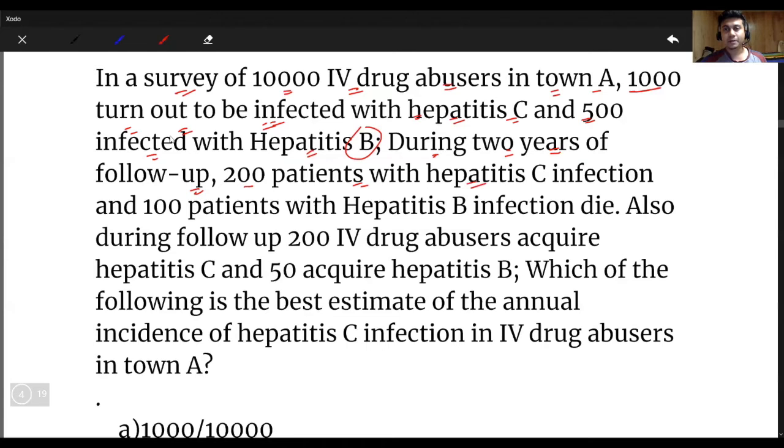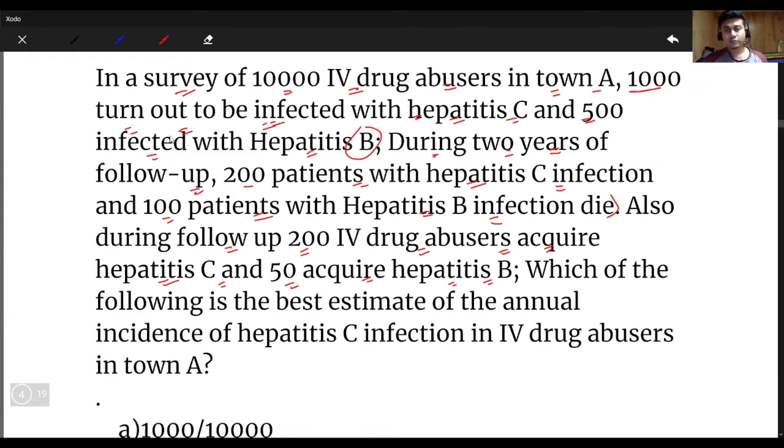During 2 years of follow-up, you follow those 10,000 people. 200 patients with hepatitis C infection and 100 patients with hepatitis B infection die. So they are dead. Now, when a person is cured or dead, you discard them from where? The prevalence, right? Okay, let's see. Also, during follow-up, 200 IV drug abusers acquire hepatitis C and 50 acquire hepatitis B, right? So these are the new cases. These 200 and these 50, these are the new cases.